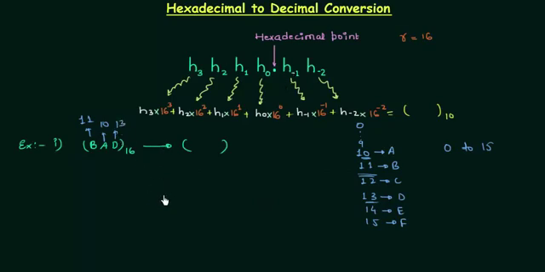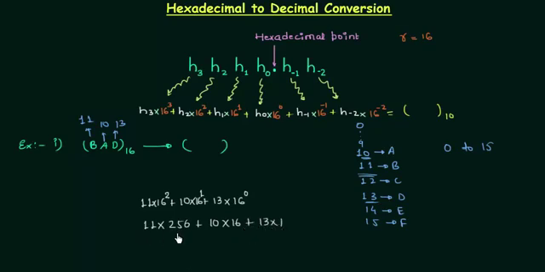We will follow the same procedure. I will multiply 13 by 16 raised to power 0. I will multiply 10 by 16 raised to power 1, and I will multiply 11, because B is 11, by 16 raised to power 2. Very simple. 16 raised to power 2 is 256. 10 multiplied by 16 and 13 multiplied by 1.